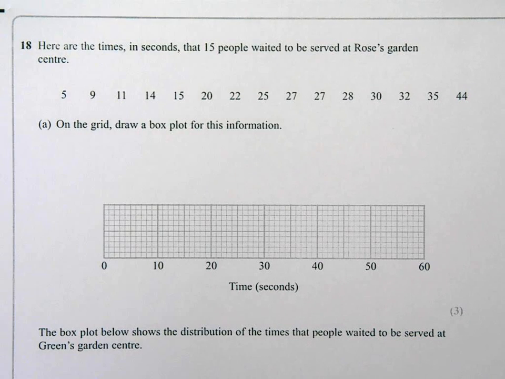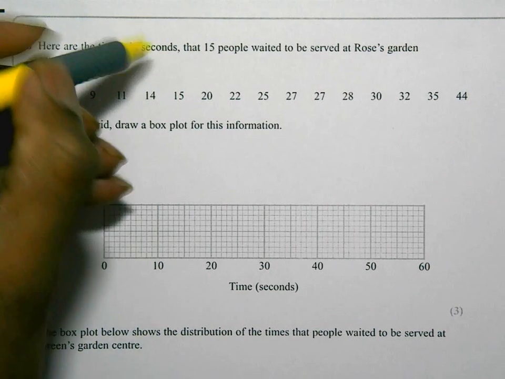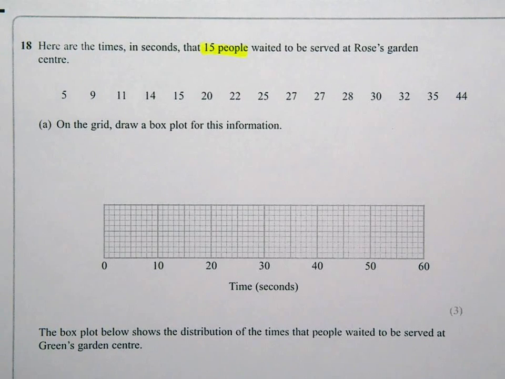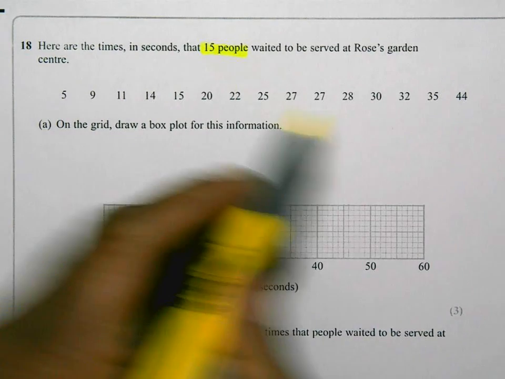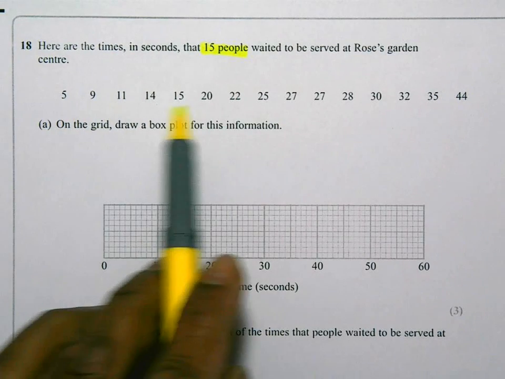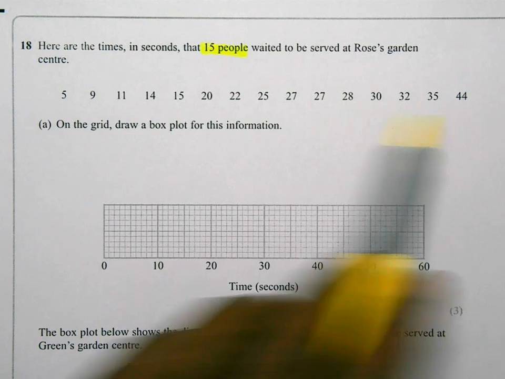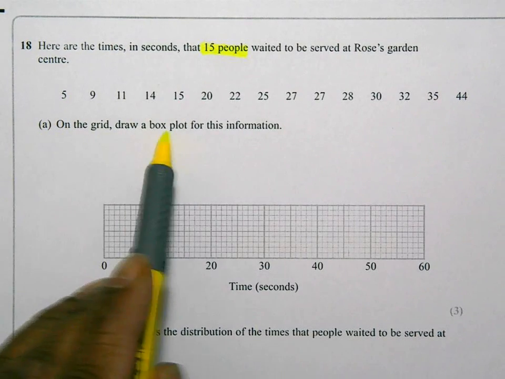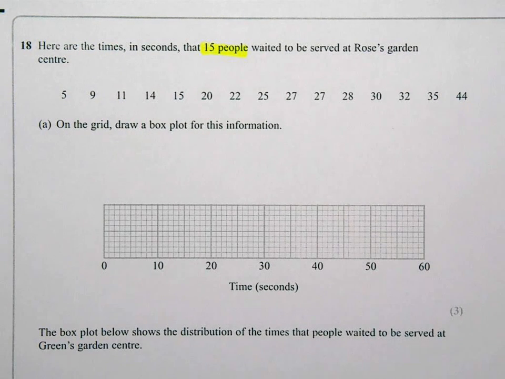Here's question 18 on the higher calculator paper. Reading the question, it says, here are the times in seconds that 15 people waited to be served at Rose's Garden Center. So here are all my numbers, and I can see that they're in order, going up in numerical order from the smallest all the way up to the largest. On the grid below, draw a box plot for this information.